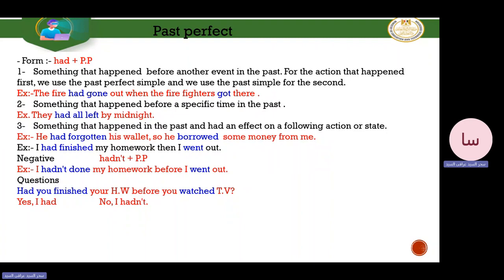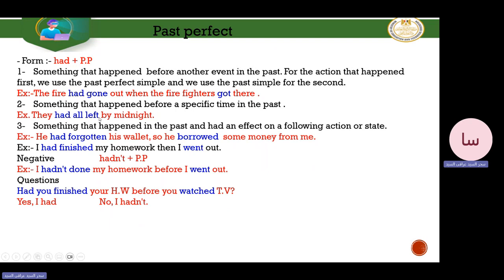So we use past perfect if we have two things: an action that happened before another action in the past, or an action that happened and ended before a time in the past. So action before a time or action before another action in the past. This is how we can use past perfect. Look at this example. They had all left by midnight. Before midnight, by means before. By midnight, they had already left. They had left before midnight.